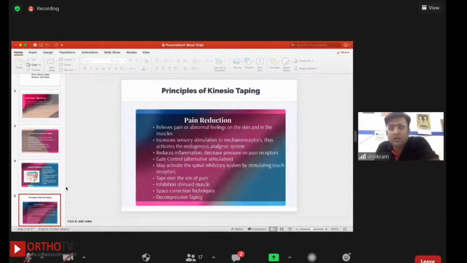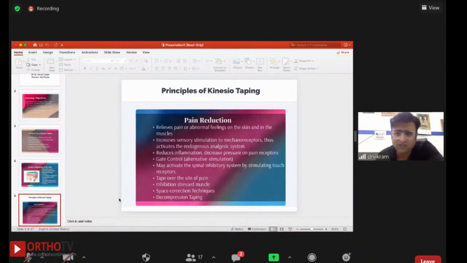How does it reduce pain? Mainly, pain is an abnormal feeling in the skin. It increases the sensory stimulation of mechanoreceptors, and thus activates the endogenous analgesic systems, according to the pain gate theory. It reduces inflammation and decreases pressure on the pain receptors. It works through gate control. How does it do this? By stimulating the touch receptors.